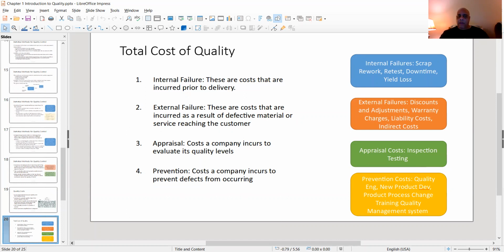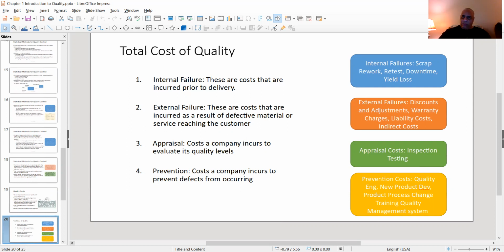There's going to be downtime and yield loss. That's why you want to do it right the first time. And we have external failure. These are costs that are incurred as a result of defective material or service reaching the customer. Some examples of external failures: discounts and adjustments, warranty charges, liability costs, and of course, indirect costs.